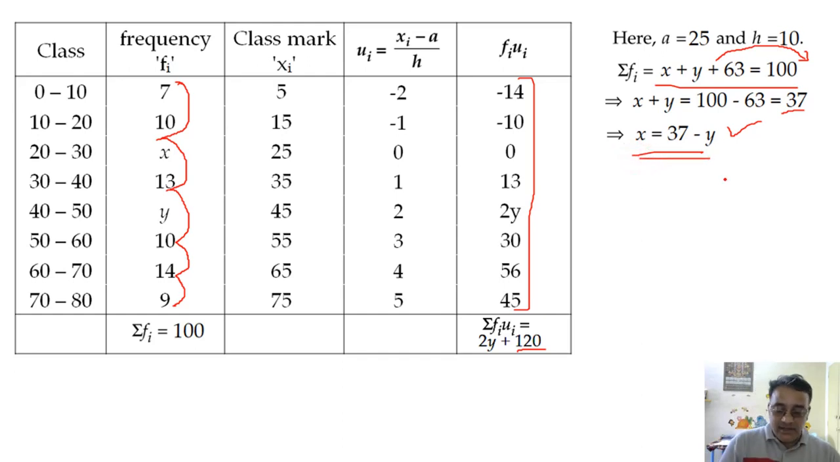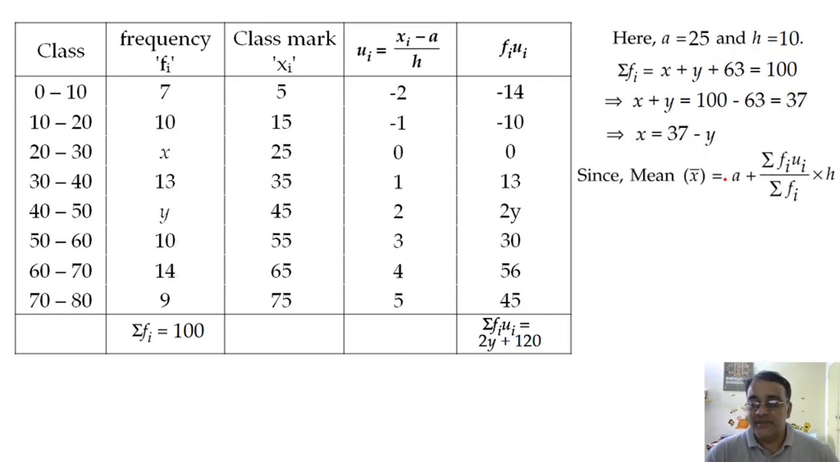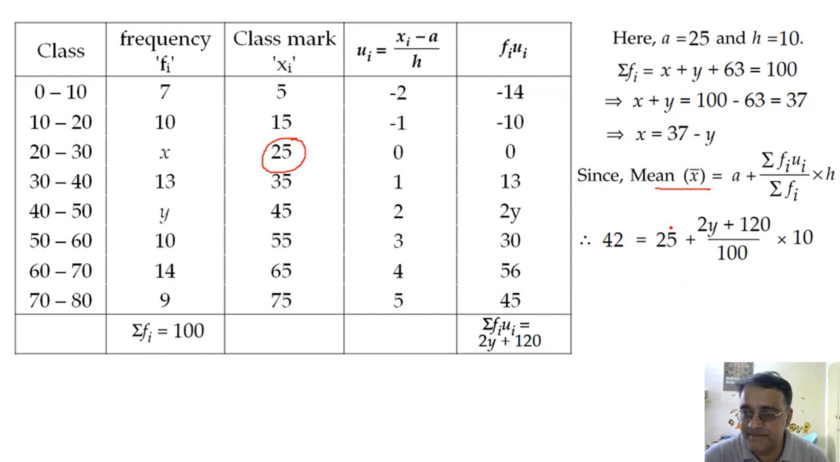Okay, now we'll write the formula, that is x bar is equal to a plus summation fu upon summation f into h. The mean is given 42 and a we took 25, and summation fu is 2y plus 120 and summation f is 100. So we'll substitute all the values. Now shift this 25 to this side.